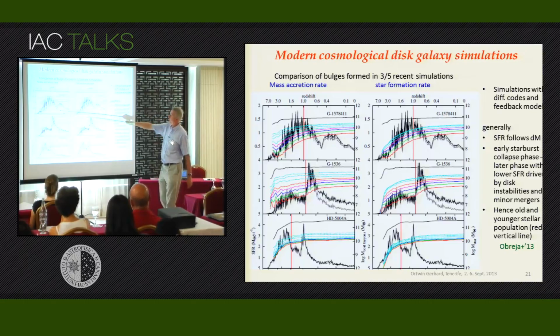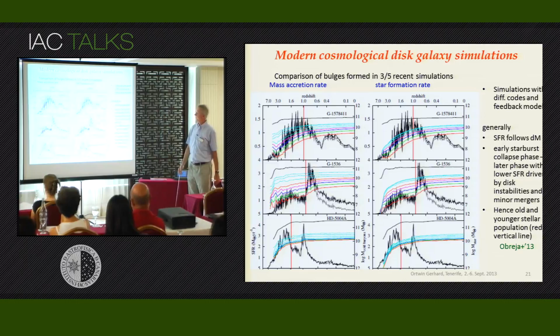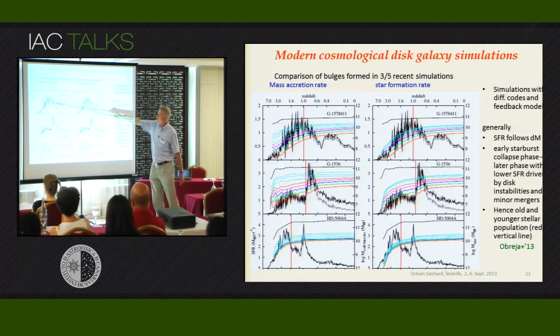And in most cases, not all, there are some that are a bit different, but generally you have this steep increase in the beginning, and then some sort of more gradual tapering out towards the present day.